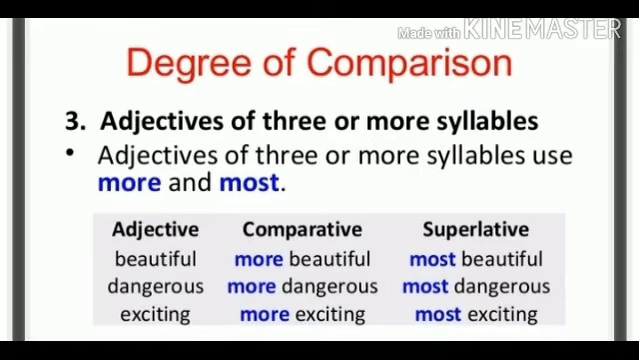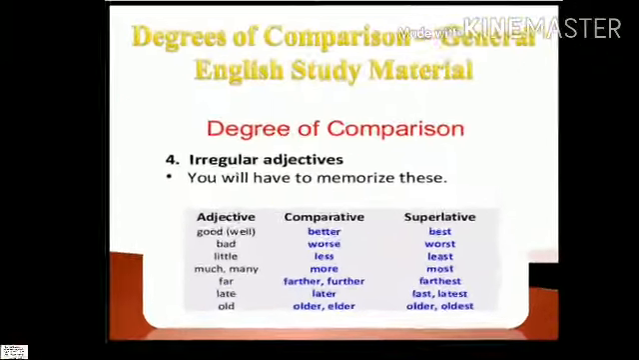If an adjective contains 3 or more syllables, then we add more and most before it to make comparative and superlative degrees. But what is a syllable? Syllable is the smallest unit of the word. Each syllable contains only one vowel sound. For example, beautiful. 3 syllables are there in this word. So we will add more and most before it to make comparative and superlative degrees. So beautiful, more beautiful, most beautiful.